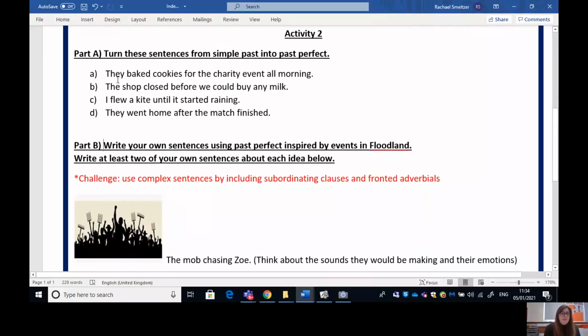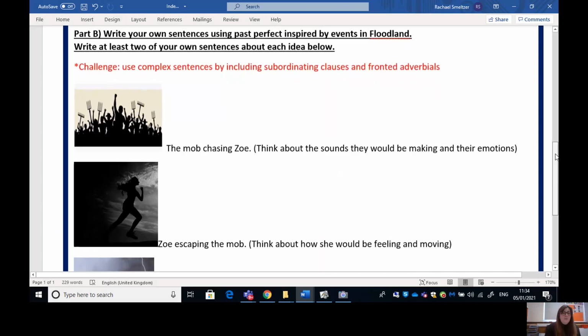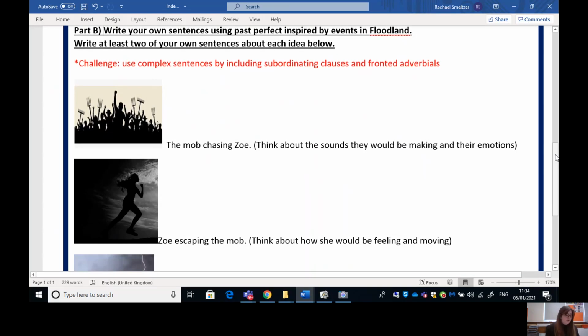Activity 2, you're going to turn these sentences from simple past into past perfect. So they baked cookies for the charity event all morning. What do you need to change about that sentence? Is it just inserting a word? Do you need to change the verb as well? So just write that out on lined paper with the correction added into it. Then once you've completed those 4, hopefully that is pretty straightforward. You've got part B, which is what I've just shown you under the visualizer.